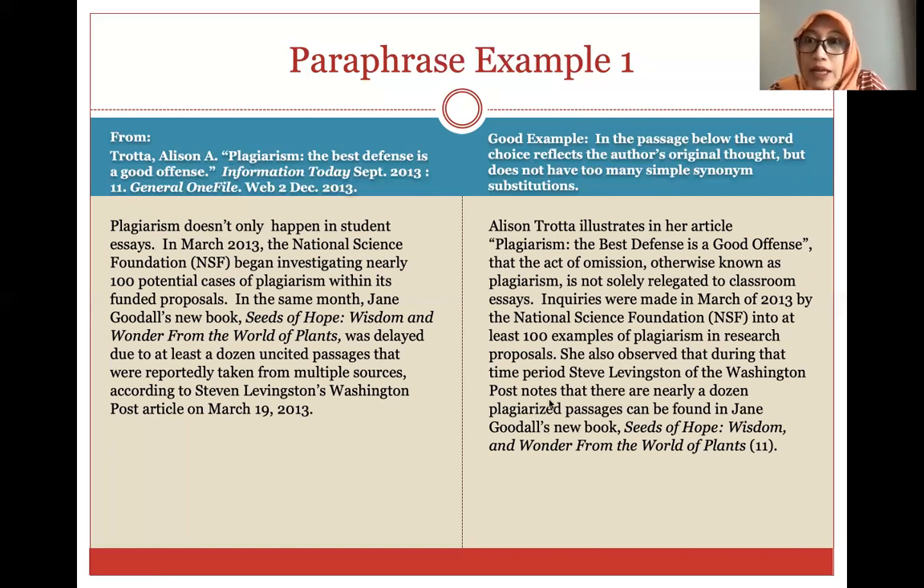Nah, ini versi panjangnya dari kalimat ini. In the same month, Jane Goodall's new book was delayed. Nah, kenapa kok delayed ya? Ternyata ada kasus plagiarisme di dalamnya. Nah, kita lihat di sini yang sudah saya baca tadi ya, there are nearly a dozen plagiarized passage can be found in Jane Goodall's new book. Nah, sama-sama karena jumlahnya a dozen ya, at least. Nah, berarti at least diganti menjadi nearly di sini.